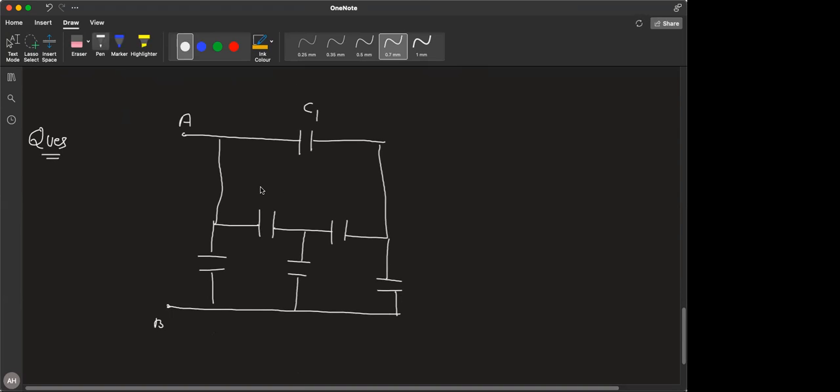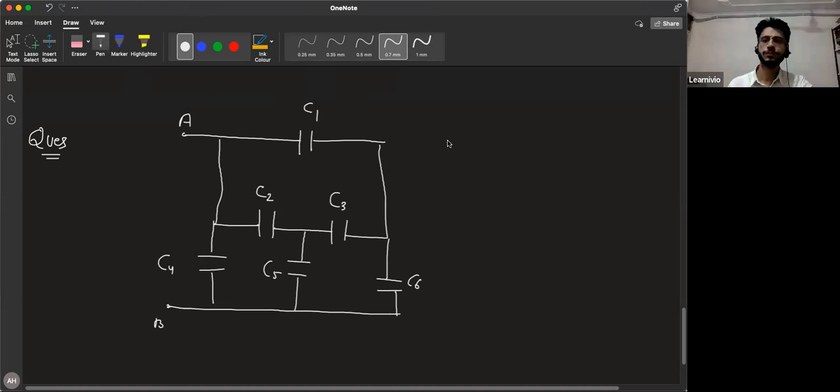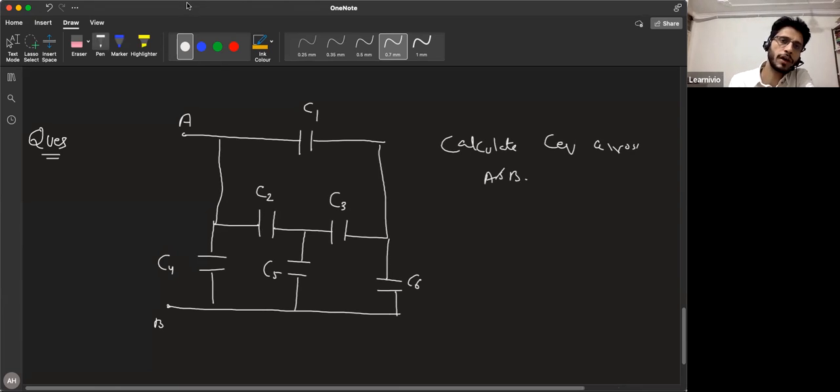C1, C2, C3, C4, C5, C6. All resistors are equal, all capacitors are equal. You are supposed to calculate C equivalent across A and B. There is a Wheatstone bridge hidden here. Find that Wheatstone bridge. Then it's easy. If you can find the Wheatstone bridge here, it's easy.